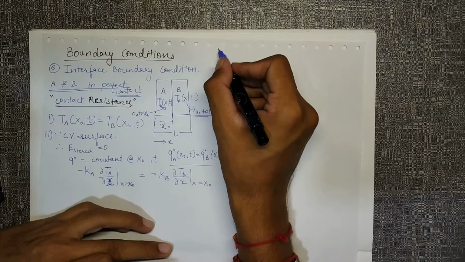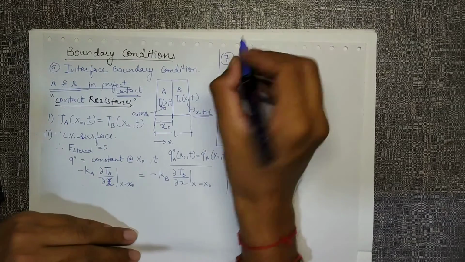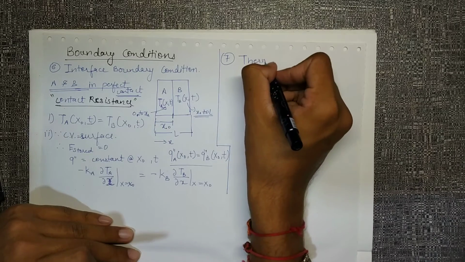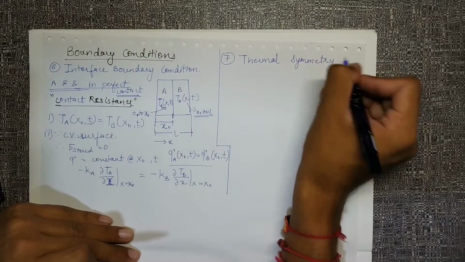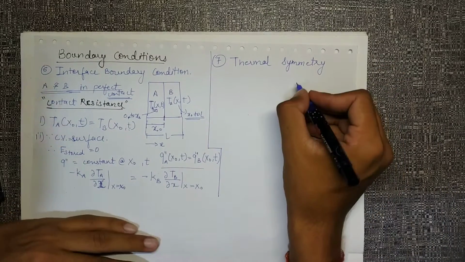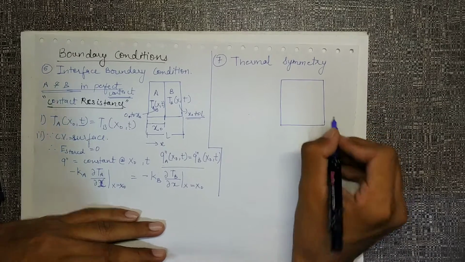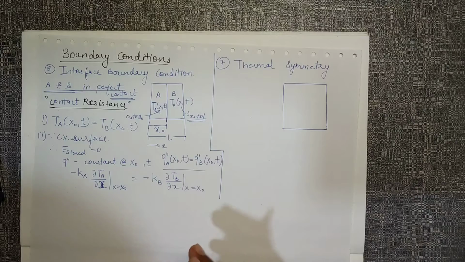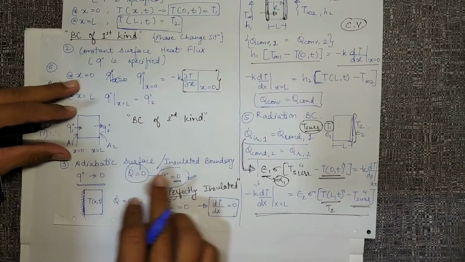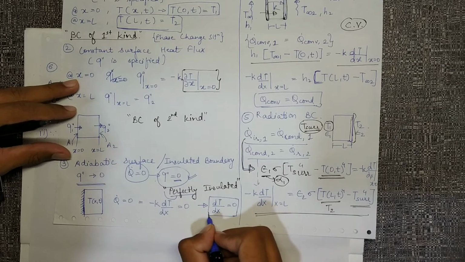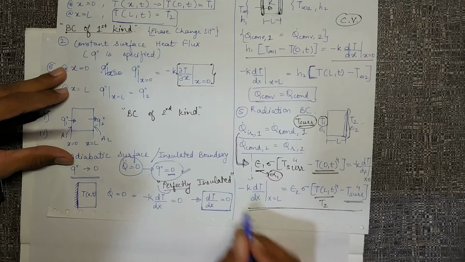And my last condition will be, finally, the last condition. This is the thermal symmetry. This is also a very interesting case. This means if I have a wall, so this is what I was focusing on earlier when I was explaining the insulated boundary. Over there our condition mathematically was represented using this condition: my dT by dx was equal to 0.